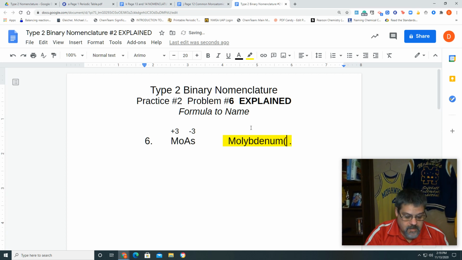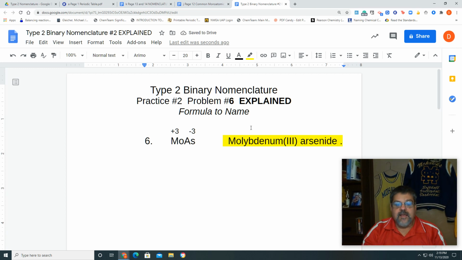Put that in there. And then arsenic. But that's not right because it has to go to -ide. So we're going to change that to -ide. So it's arsenide. So molybdenum 3 arsenide. There's our formula right there, guys. So that's our name for that formula, MoAs, molybdenum 3 arsenide. Hey, good luck on the rest of them.